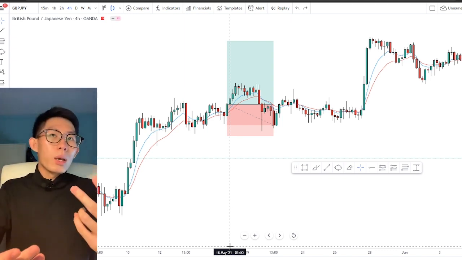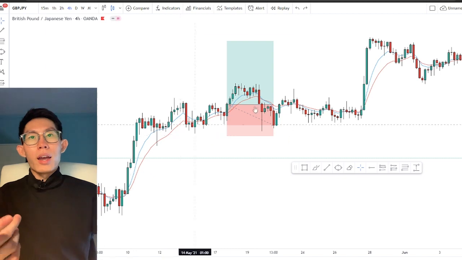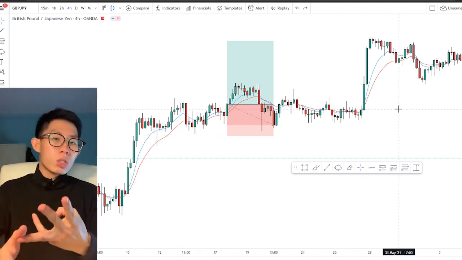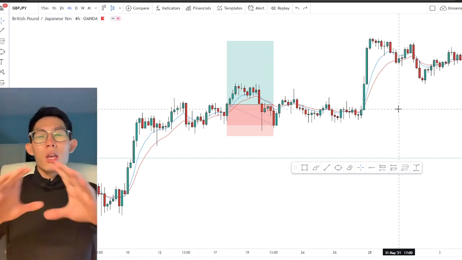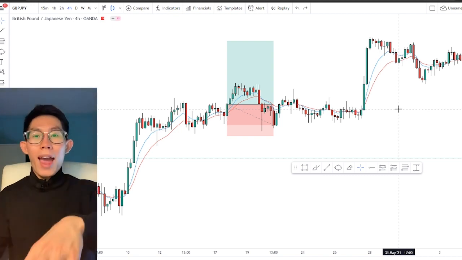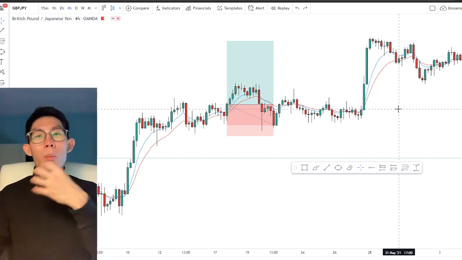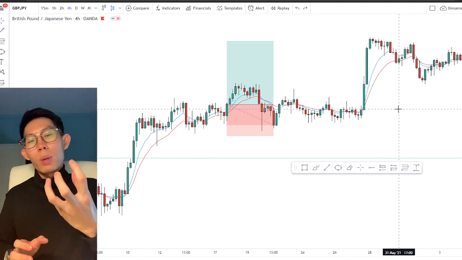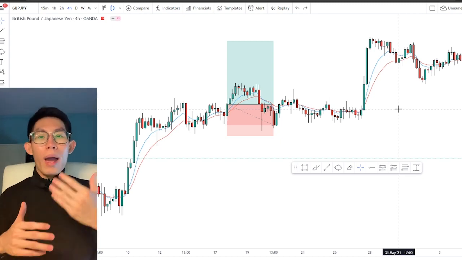Your other confluence can be your moving average, like I have right here, your Fibonacci, your support or resistance, your trend lines, whatever. Just make sure you have at least 3 confluences before you enter the trade, so that you can really become confident that the trade will go as planned.